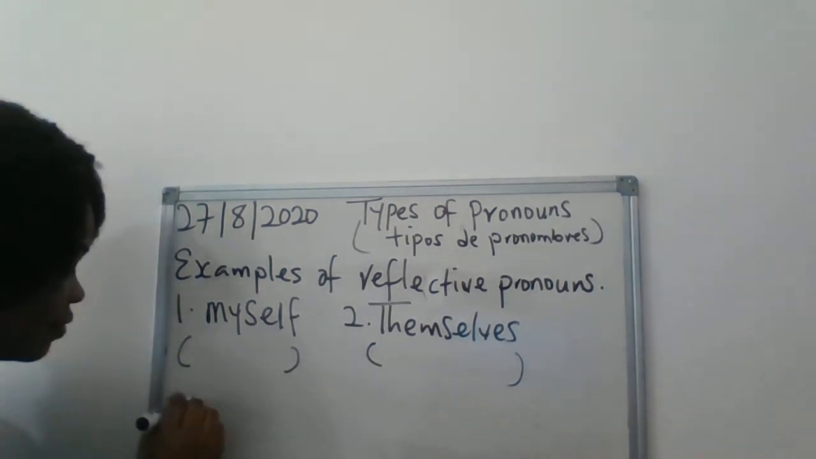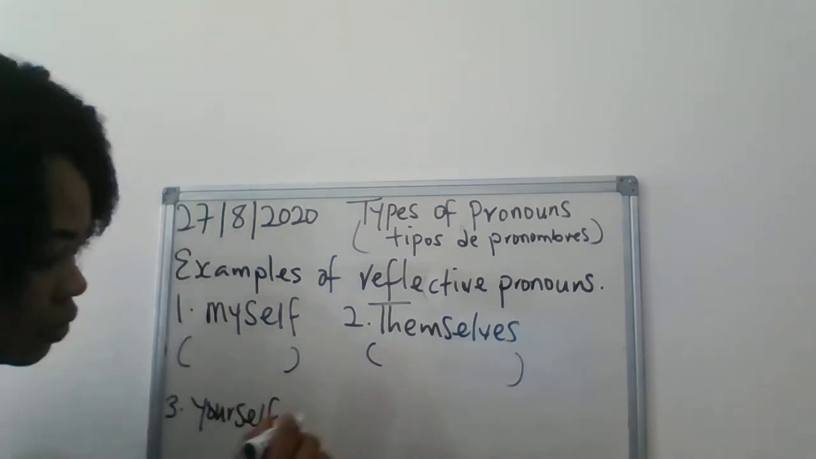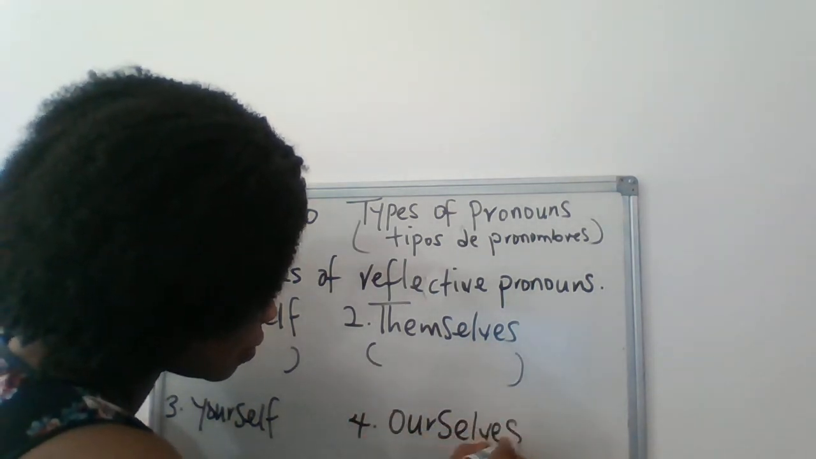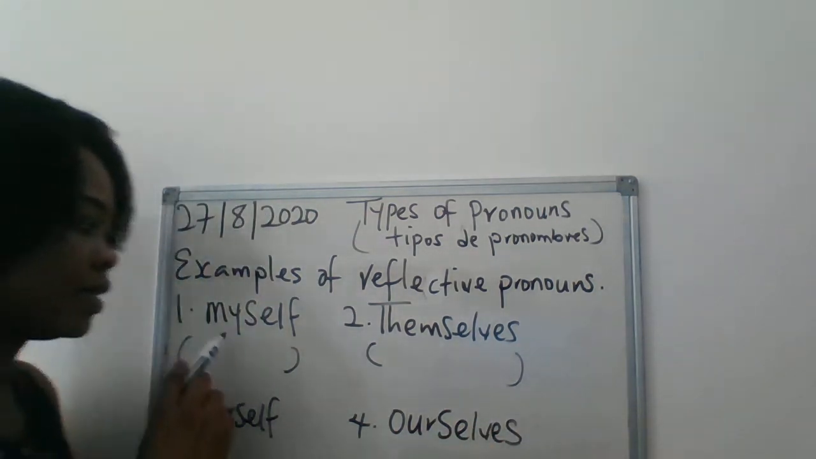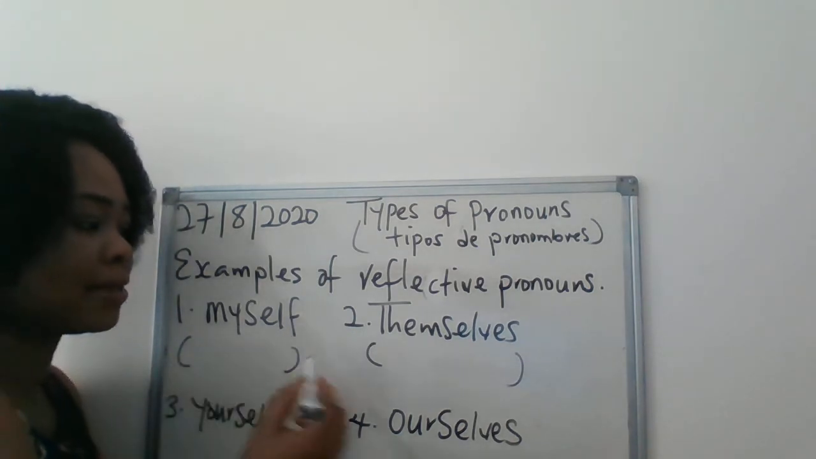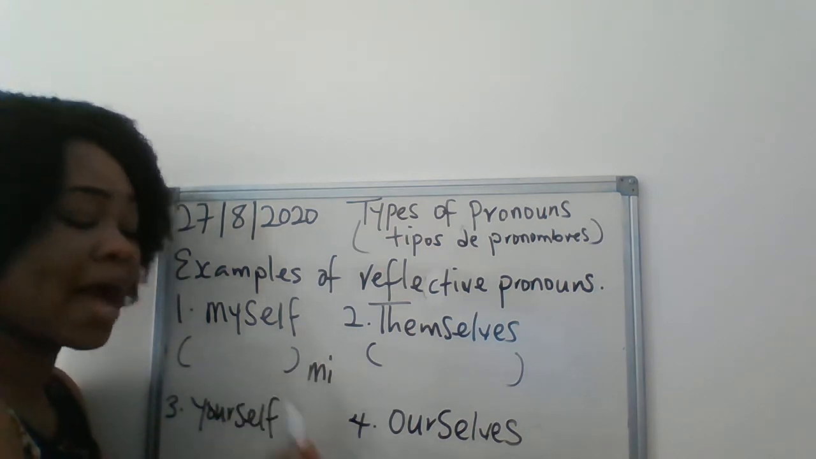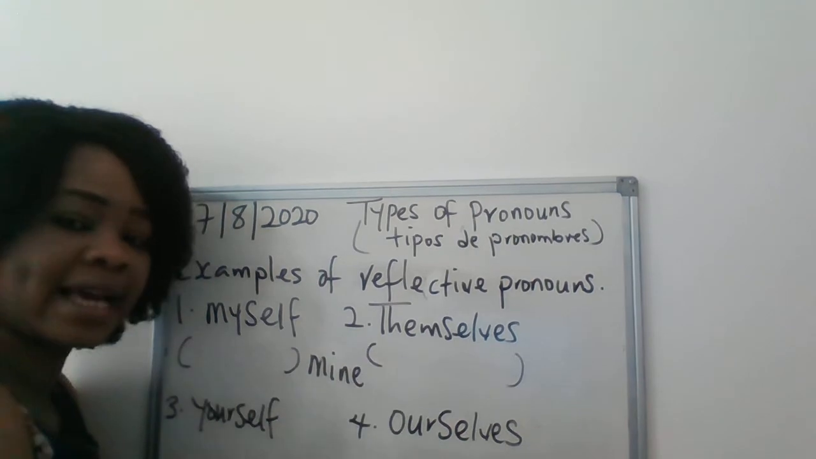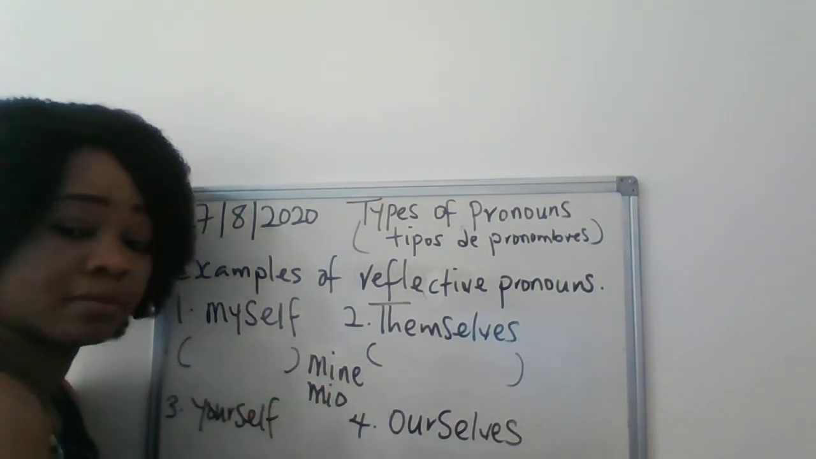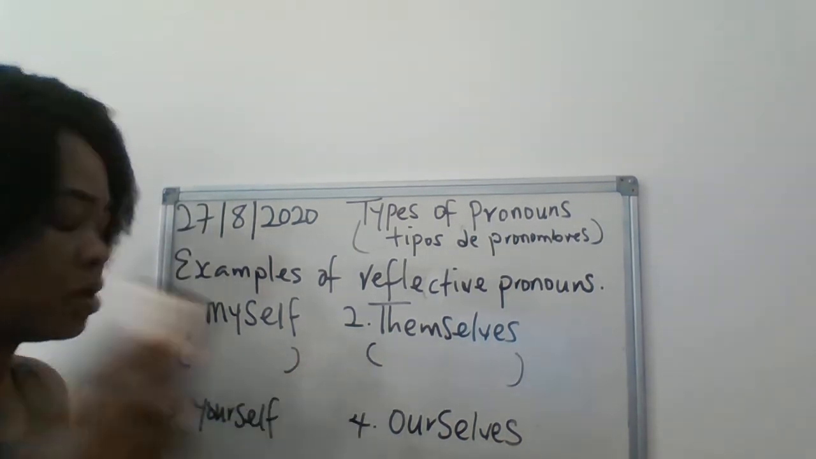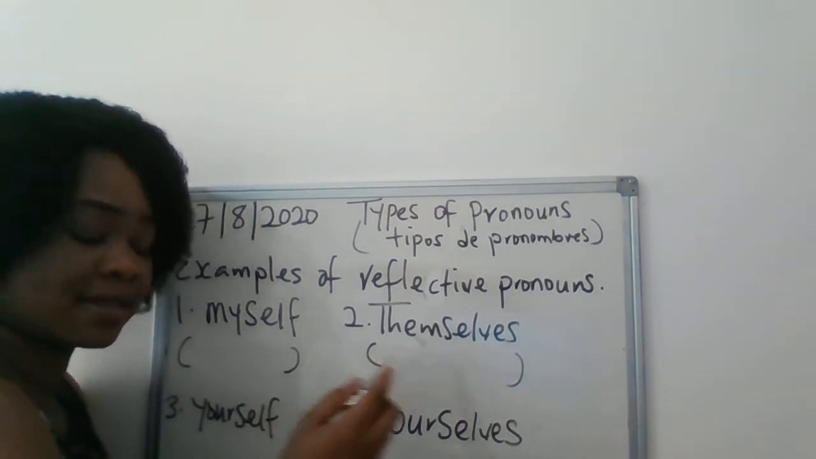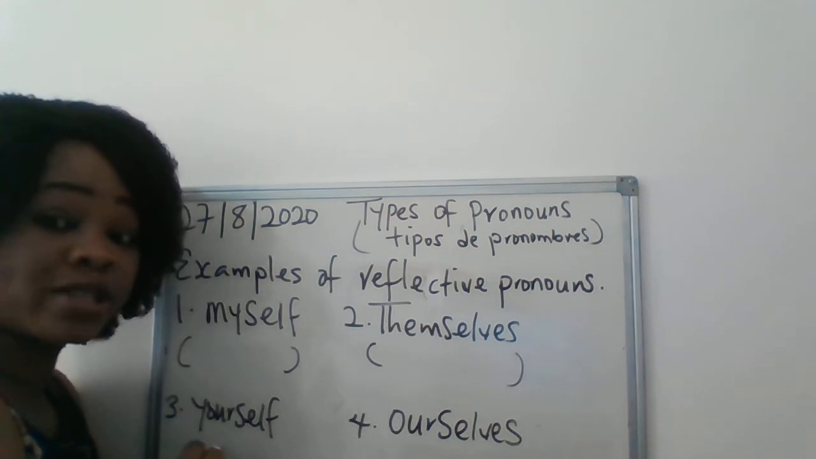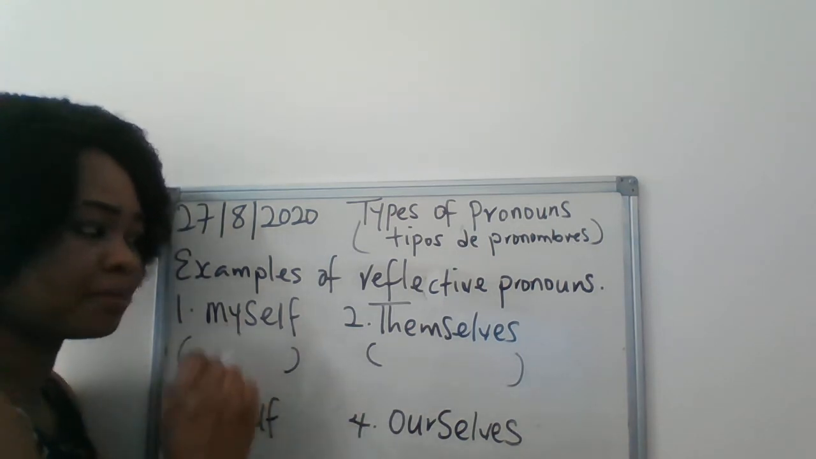Three, we have yourself. Four, we have ourselves. Okay. This is myself. Myself, my, me, my, myself. Then this is mine, the car is mine, mío. In this place we have myself, themselves, yourself, ourselves. If you check, some of these are singular and some are plural.